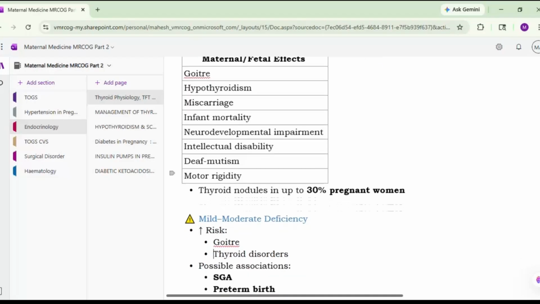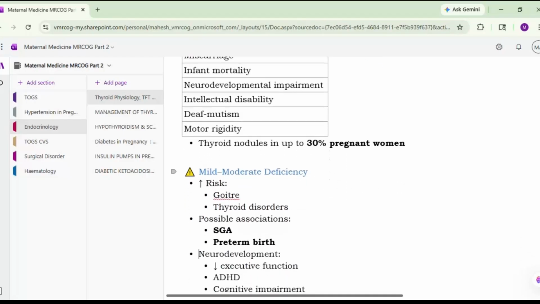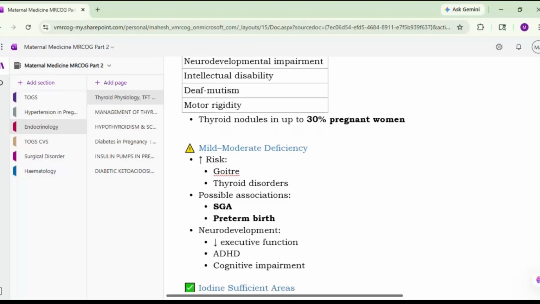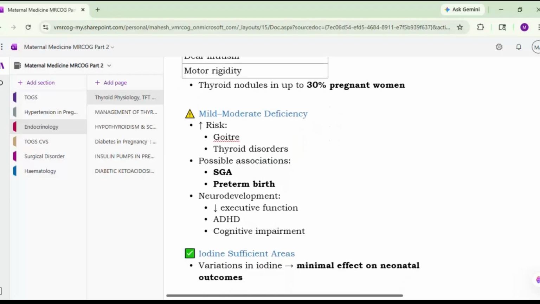If the deficiency is mild to moderate, there is mainly the goiter and the thyroid disorders, and generally it has a possible association with preterm birth and small for gestational age babies. In neural development, there is a decrease in executive function, that is, the brain's higher functions will get affected. There will be attention deficit and hyperkinetic disorder, and cognitive disorders will also be there if there is a mild to moderate iodine deficiency.